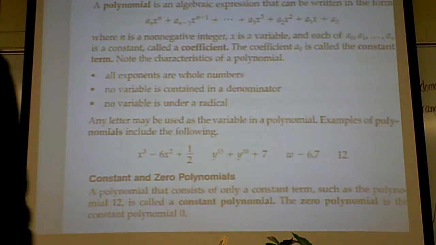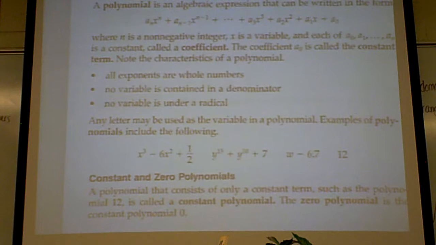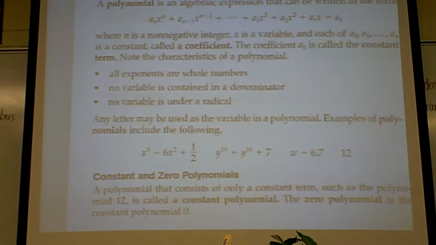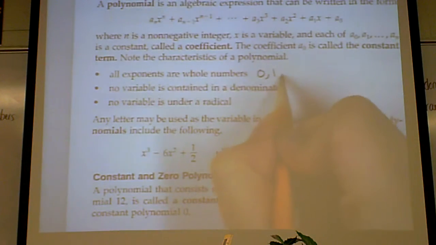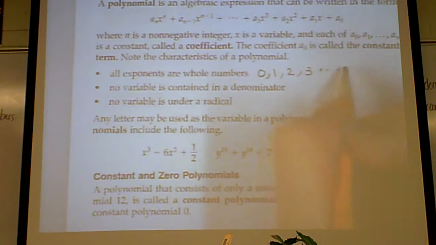Whole numbers are 0, 1, 2, 3, and it keeps going. No fractions, no decimals, right?